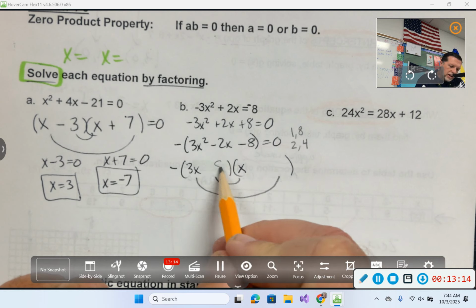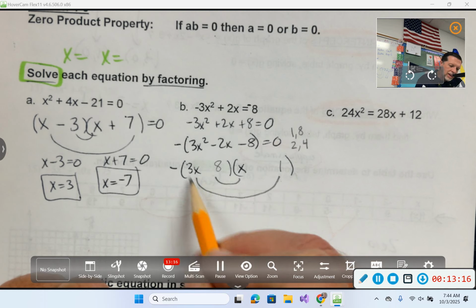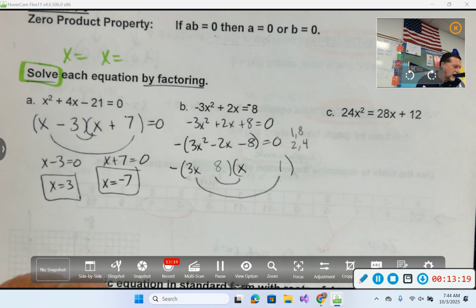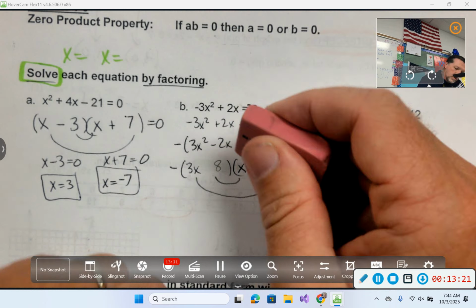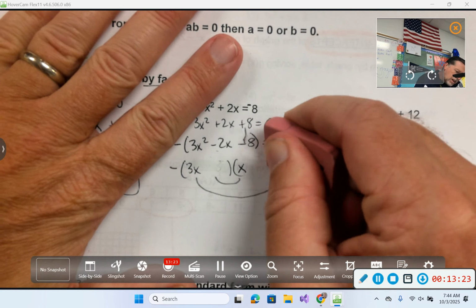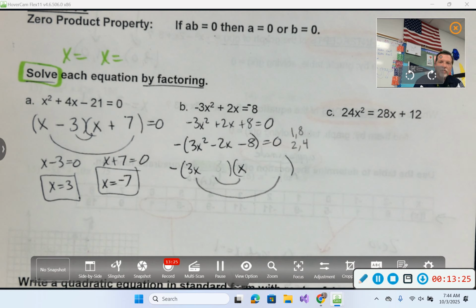If I put the 8 here and the 1 here, that's 8 and 3. That makes 5. That won't work. So I'm pretty sure it's the 2 and the 4. Did you already figure out where the 2 and 4 should go?